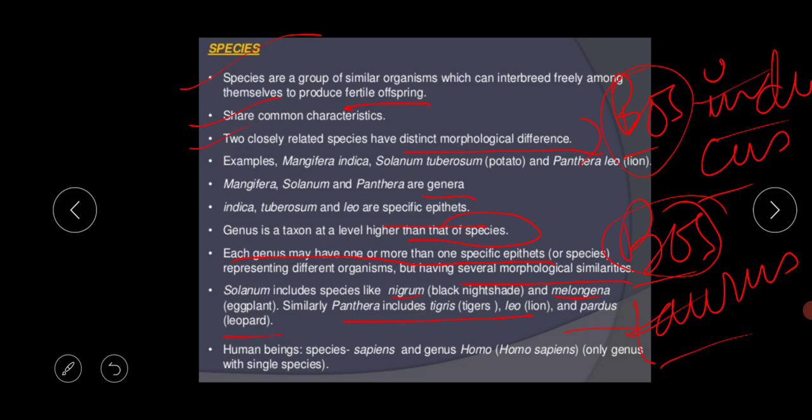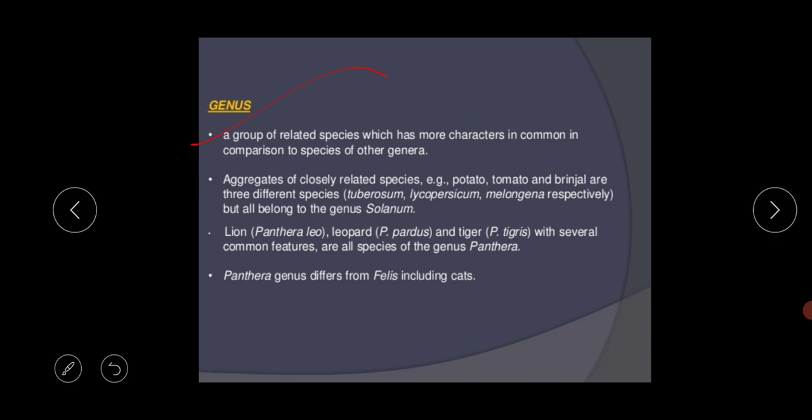Human beings also, like sapiens in genus Homo, only a single species is there. Next thing is the genus. This is a higher category of the taxonomic categories. It is a group of related species which has more characters in common in comparison to species of other genera. So it is the first category above the level of species.